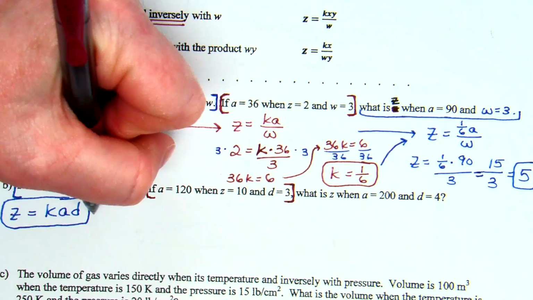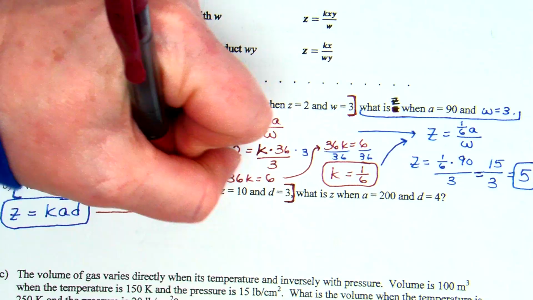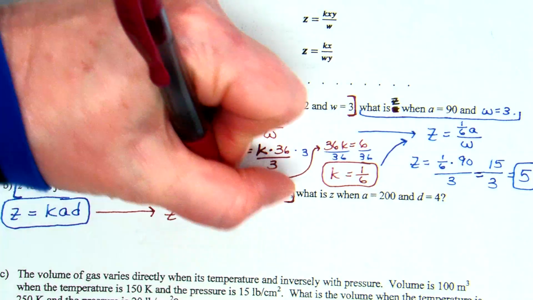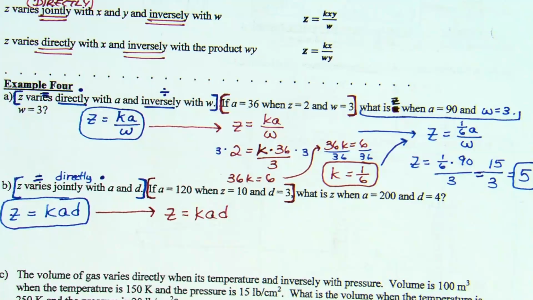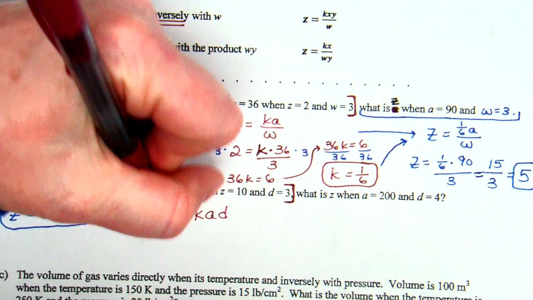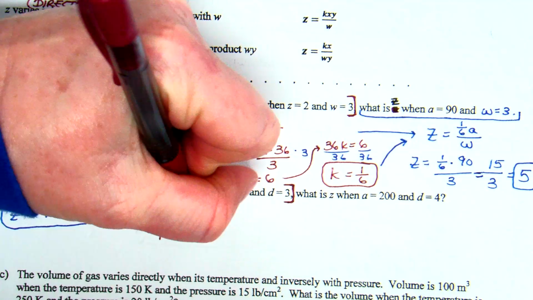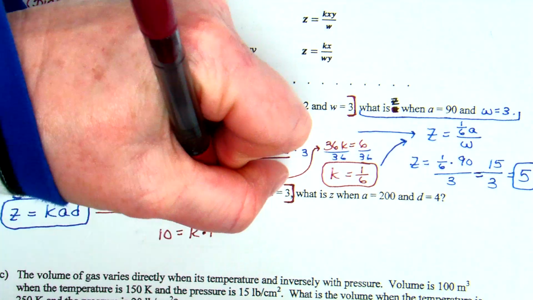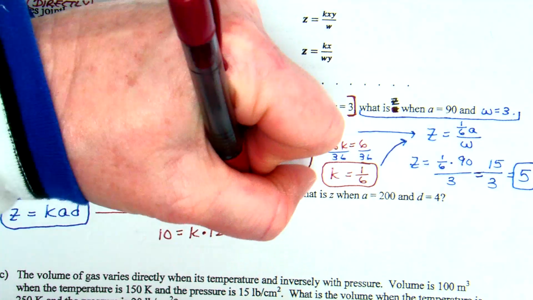So, I know Z equals K times A times D. What am I doing? Solving for K. Z equals 10 equals K times A, which is 120, times D, which is 3.